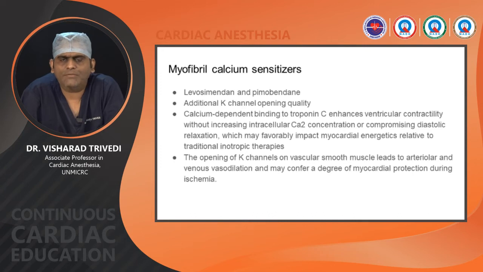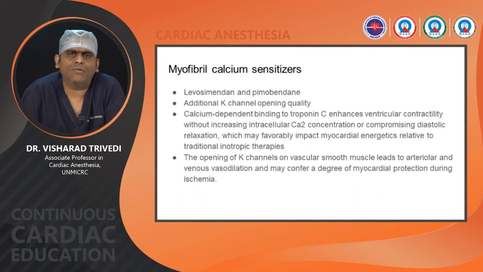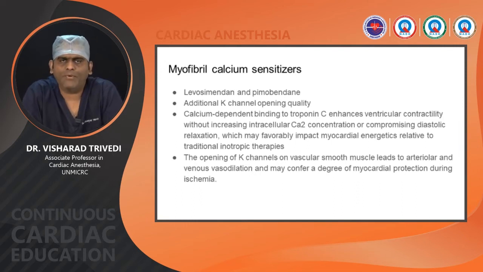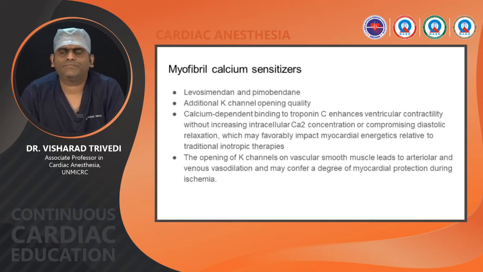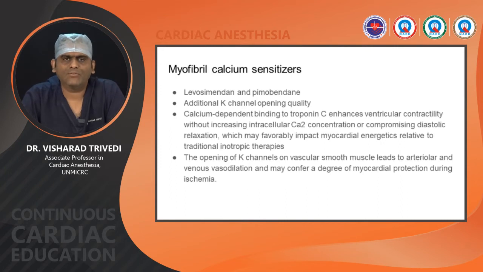Another class of inotrope is myofibril calcium sensitizer. Mostly used drug is levosimendan. They also have an additional action on ATP sensitive potassium channel opening, so that will lead to vasodilatation in the peripheral vessels, so vascular smooth muscle cells relaxation, and it will increase the sensitization of the myofibril to the available calcium. So without increasing the calcium concentration, it will increase the myofibril contractility by just increasing the sensitivity. So it is also coming in the inotropic as well as vasodilatory drugs.